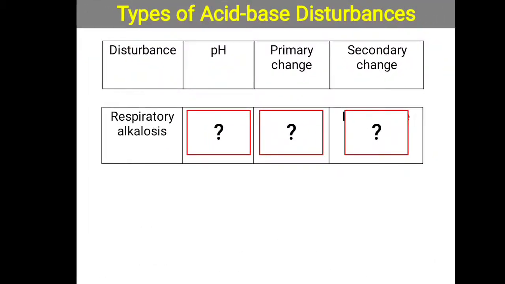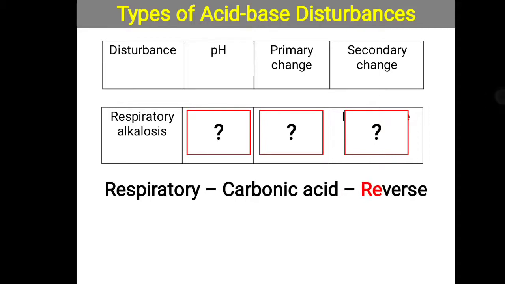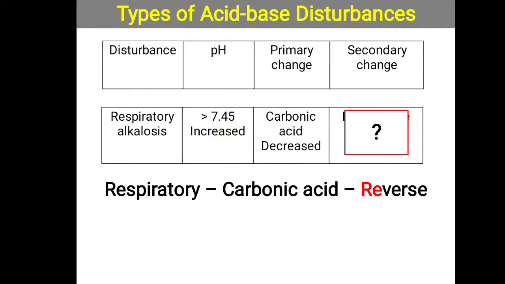Further, how to identify this respiratory alkalosis? Alkalosis means pH will be on the higher side, pH more than 7.45. There is one trick for the respiratory: you have to remember carbonic acid. If you forget this, you have to remember the reverse direction for the respiratory. It means pH is increasing, then the primary change will be in the reverse direction, means it will decrease. Carbonic acid will be decreasing as a primary change, then it is indicating a respiratory condition.